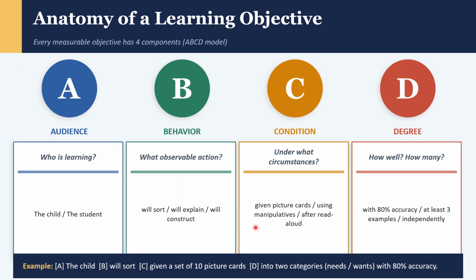The C is under what circumstances. This is the condition. The child is going to sort, but what are they going to sort? How are they going to sort? The child is going to explain, but what are they going to explain? How are they going to explain? For example, you might say the student will sort picture cards into two groups based on initial phoneme sounds. That would be the condition.